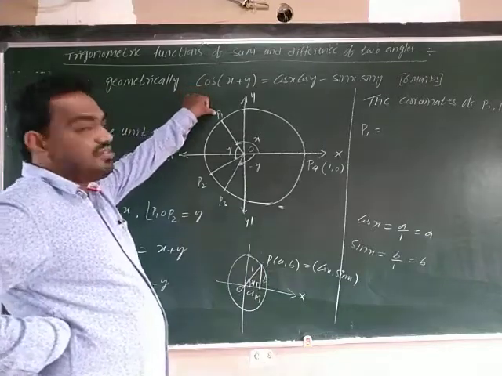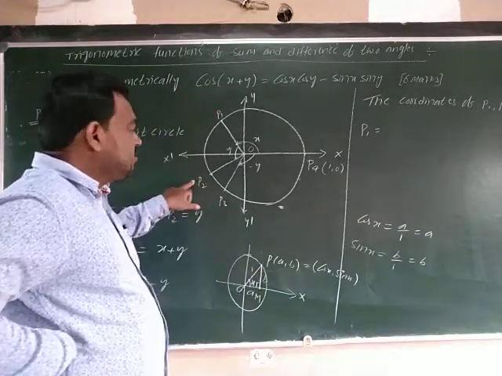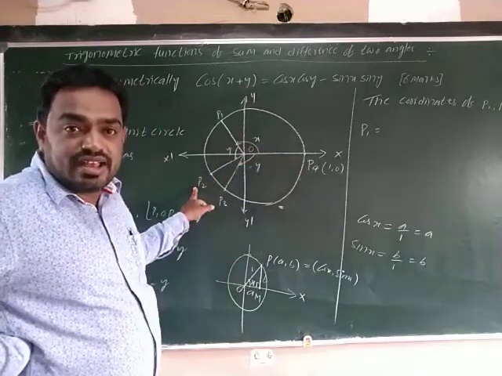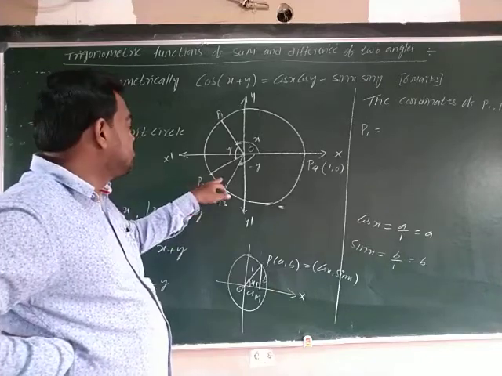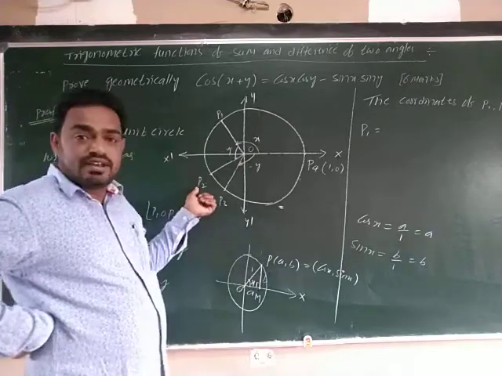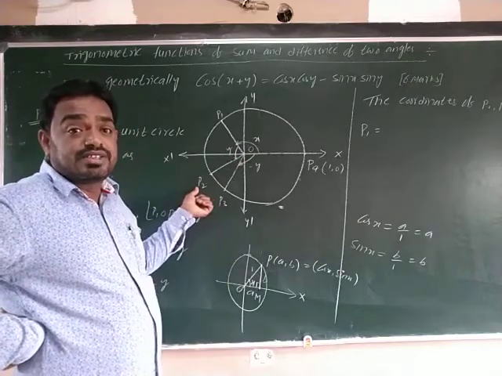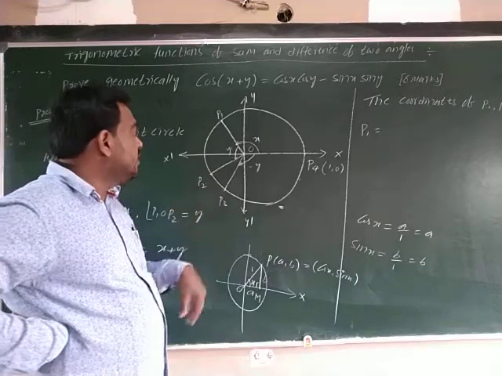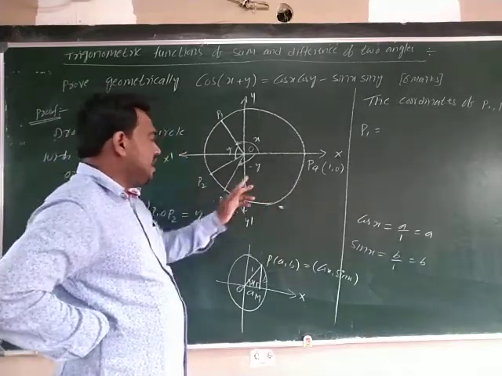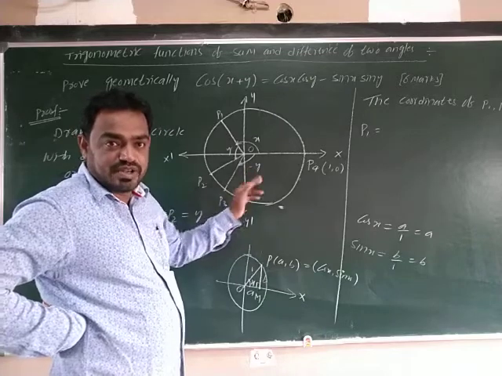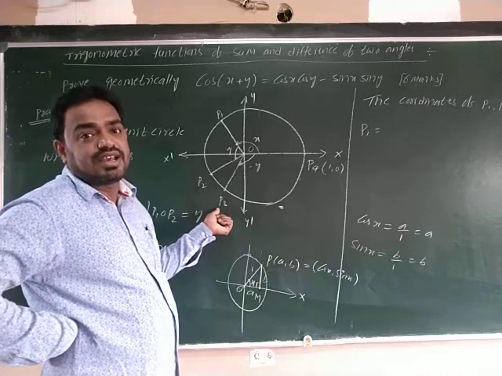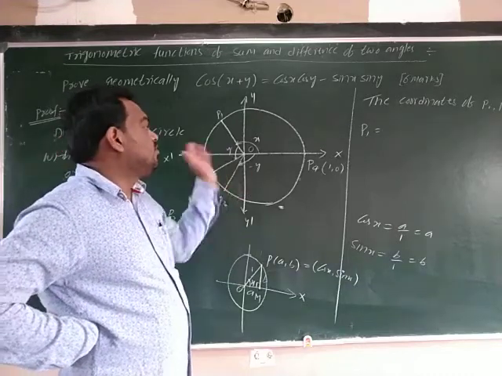Similarly, here P1 is cos x comma sin x. P2 is at the angle from P4 to P2. What is the angle? The x plus y angle. So the coordinates of P2 are cos of x plus y comma sin of x plus y. Next, P3: the angle from P4 to P3 is minus y. So what do we write for P3's coordinates? Cos of minus y comma sin of minus y. Right? So you write this.